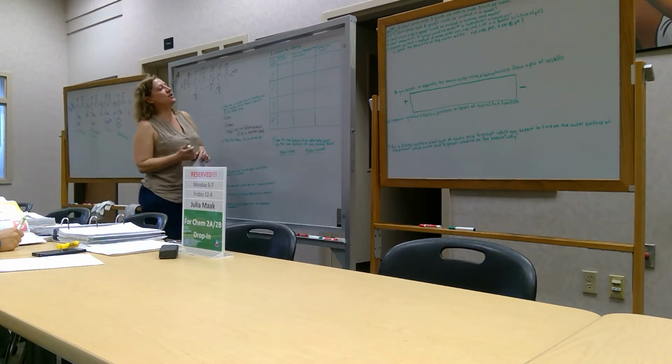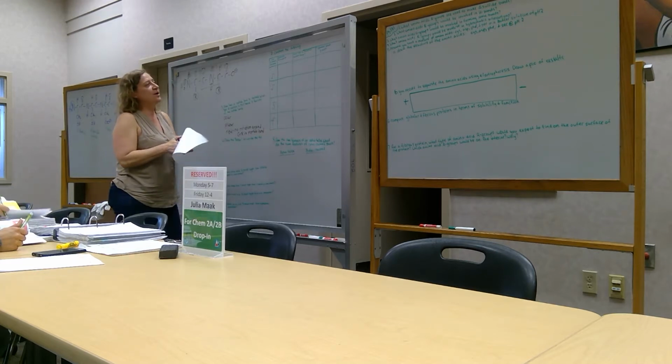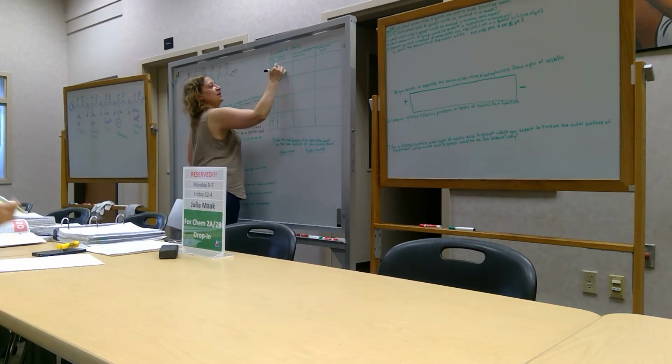Okay, so the description of the structure for primary is just a straight chain. Just a straight chain of amino acids.